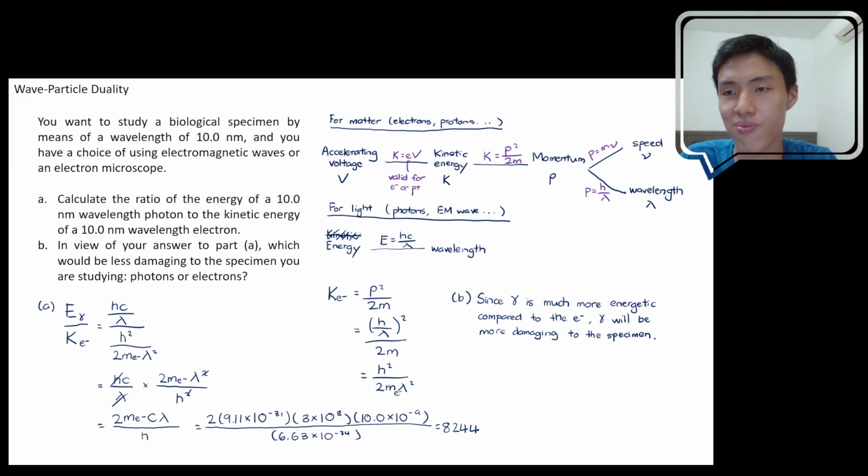So basically that's it. Okay, it is showing you another significant advantage of using electron microscope, because when you're using electron microscope, right, it is actually less damaging to the biological specimen compared to the usual optical microscope.